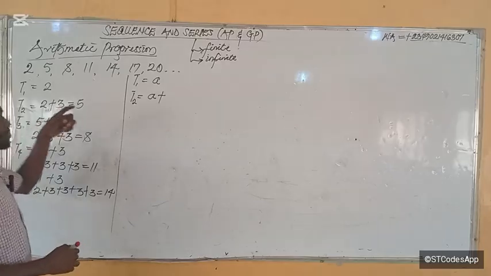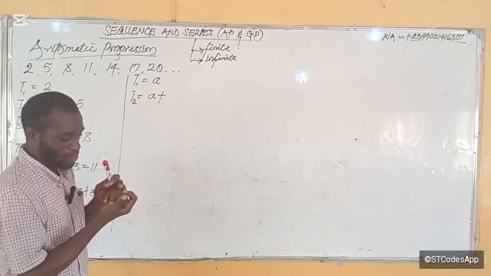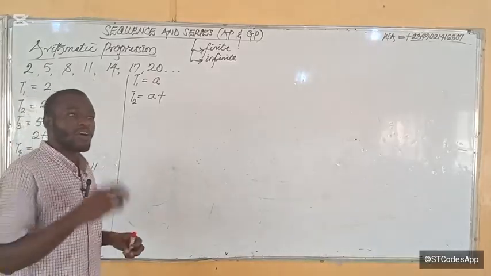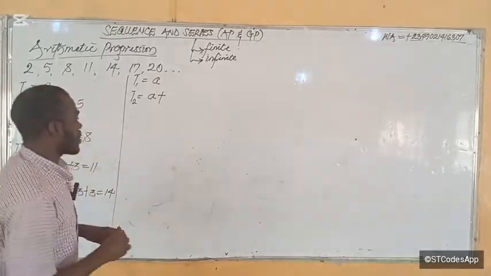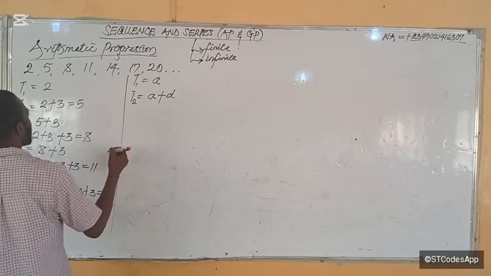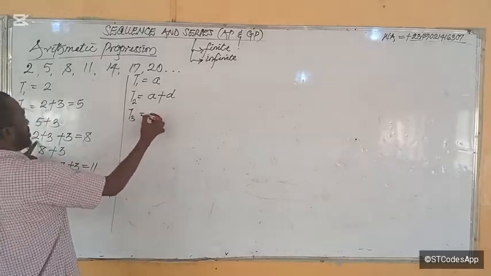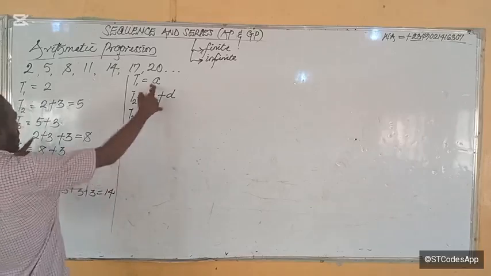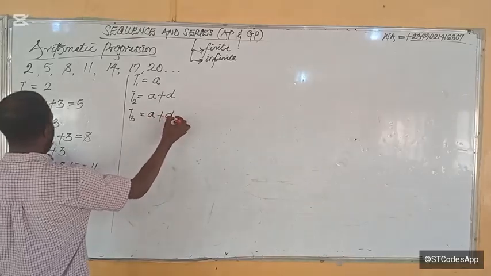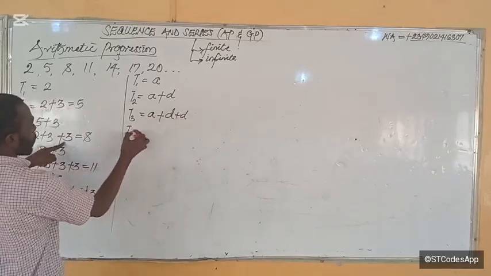But 3 is not going to be the only thing that we can add to make any sequence. What if it was 4, 4, 4, 4 that was being added? So because it is that number that is being added, let's call that number D. So then T3 will basically be that first term, which was 2 here, let's call it A here, plus the same D, but twice. We are adding it twice. Is that clear?